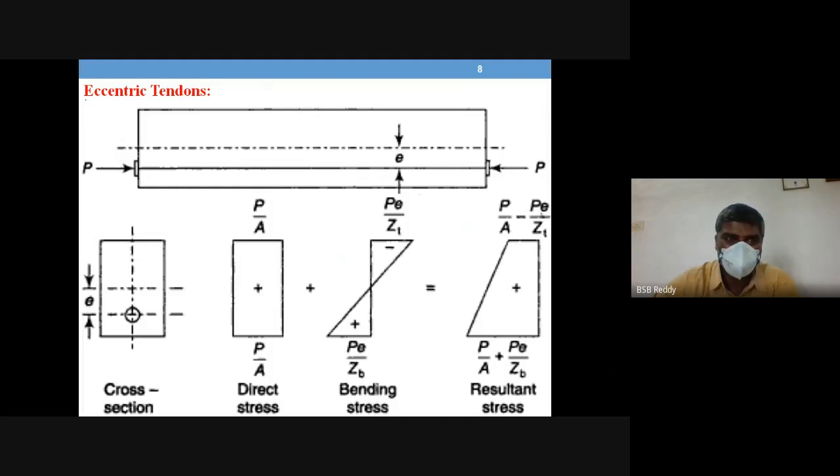Now let us talk about eccentric tendons. In general, because of the loads, beams will have compression at top and tension at bottom, because they are going to bend in this manner where they sag. So the top fibers will be under compression and the bottom fibers under tension. This is a general scenario of members acted upon by lateral loads, particularly gravity loads, maybe the self weight of the beam or live load.